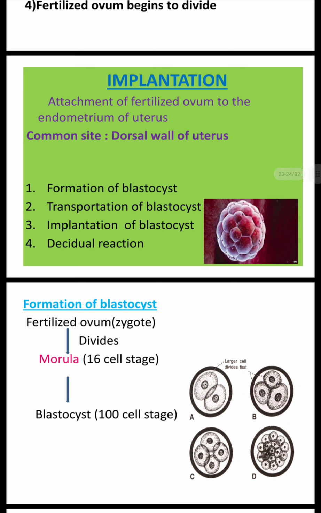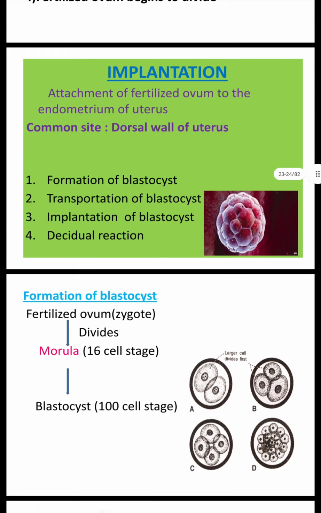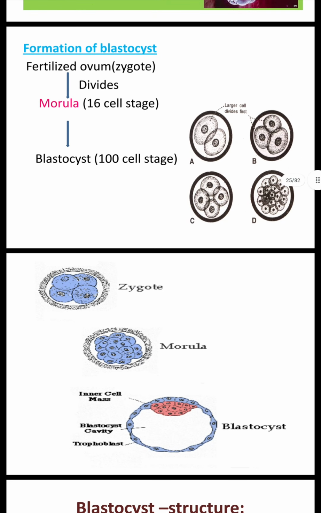And after this fertilization, the next main event is implantation, that is, the attachment of the fertilized ovum to the uterine endometrium. The most common site is the dorsal wall of the uterus. So the blastocyst must form, then the transportation of the blastocyst, the implantation of the blastocyst, and the decidual reaction will happen. So how is the blastocyst formed?